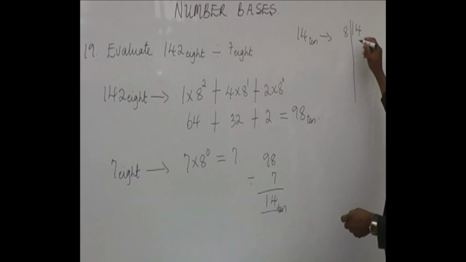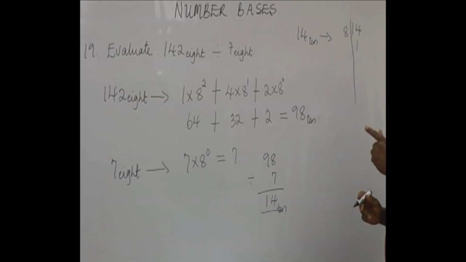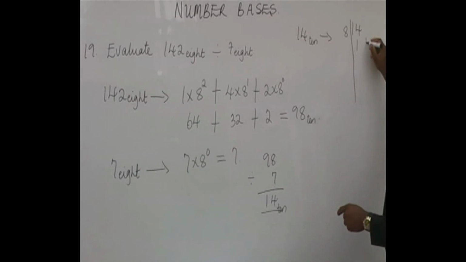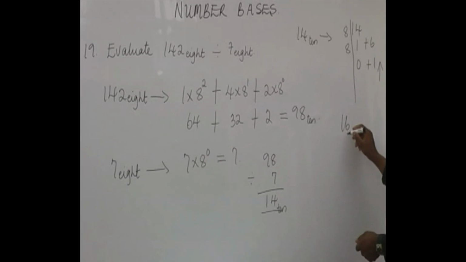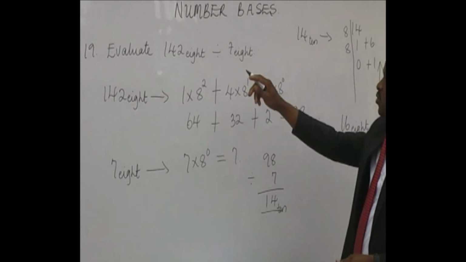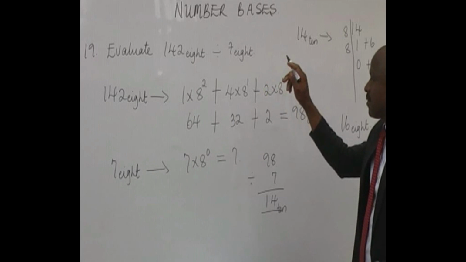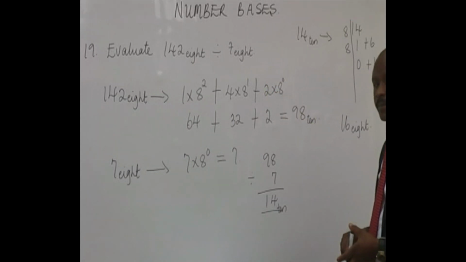And that 1 is 8. If you subtract 8 from 14, you have 6 left. So you're going to write plus 6. 8 divides 1 will give you 0. Write plus 1. Take your number in this order. So you're going to have 16 base 8. And this 16 base 8 is now the value of 142 base 8 divided by 7 base 8.